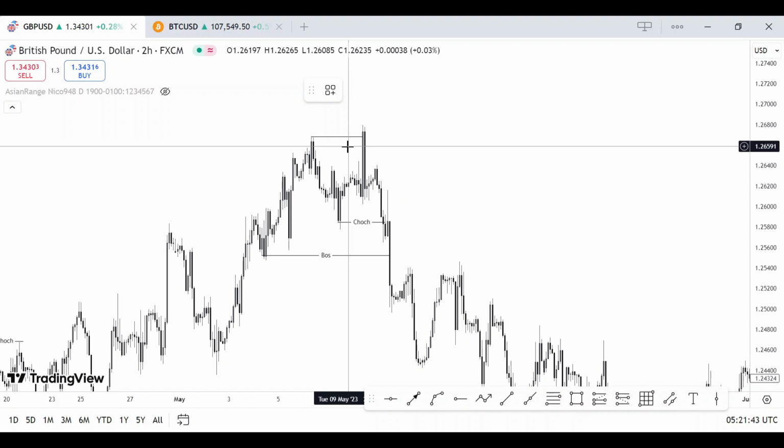So to recap, stop getting trapped by fake breakers. Liquidity is the key to understanding price manipulation and timing to better trades.